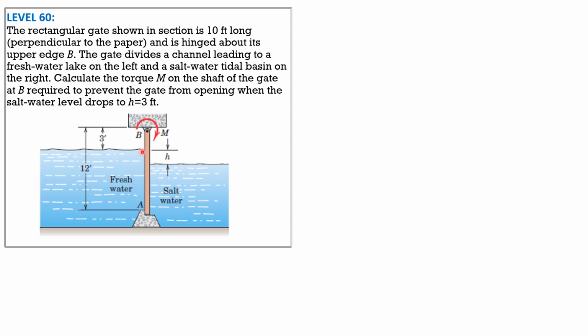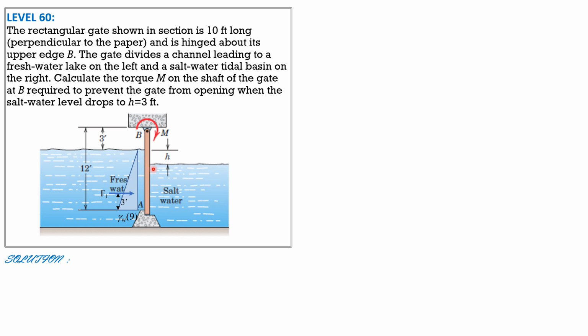So the pressure diagram on the left side, which is freshwater, will be as shown. And let's call that force F1. The intensity of pressure here is the specific weight of freshwater, 62.4, times depth. And the depth is 12 minus 3, 9 feet. So 1/3 of 9 feet is 3 feet. And the intensity of pressure here is gamma of water times 9.